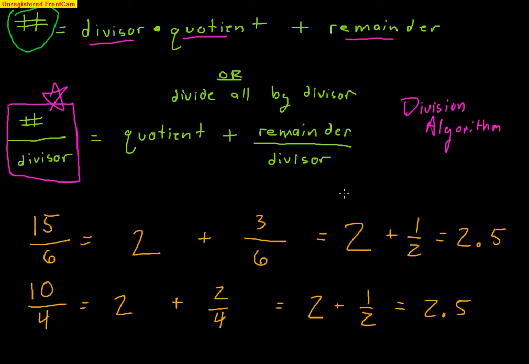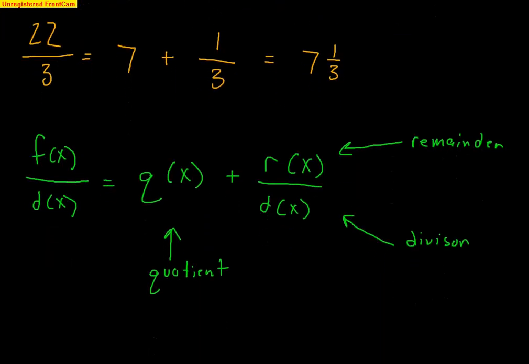So the division algorithm is leaving a final answer as, for example, 15 divided by 6 is equal to the quotient 2 plus a remainder of 3 divided by 6. Our divisor was 6 here, and our divisor is 6 here. That should make complete sense, because 3 over 6 is 1 half, 2 plus 1 half is 2 1/2, or 2.5, and 15 divided by 6 is 2 1/2. Here's another one. 10 divided by 4 is the quotient of 2 plus a remainder of 2 divided by the divisor of 4. Once again, we get 2 plus 1 half, which is 2 1/2. So this is what's called the division algorithm.